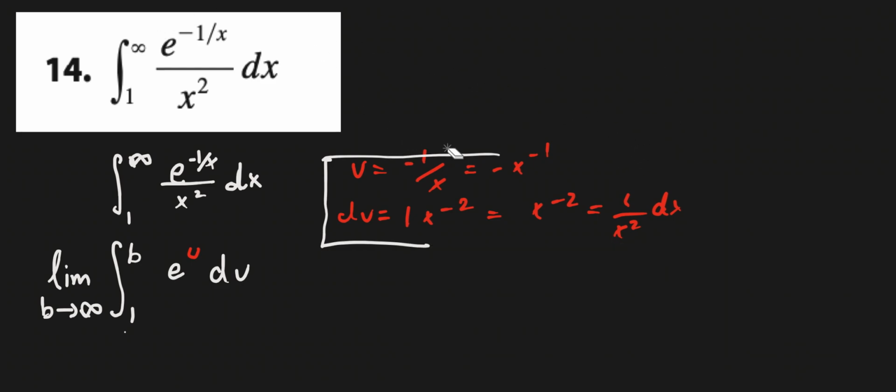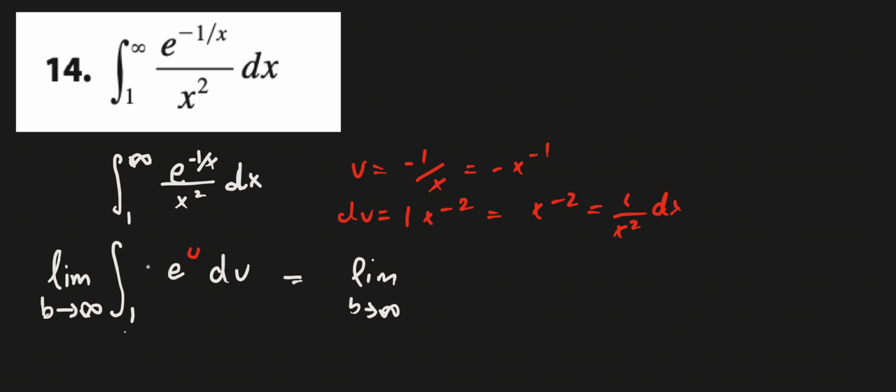Get rid of this. Alright, so this is just going to be equal to the limit as b approaches infinity. And I forgot to change the bounds of integration. We have to do that. So this is just going to be b, instead of b, let's make that negative 1 over b. Instead of 1, let's make this negative 1. Okay, cool.